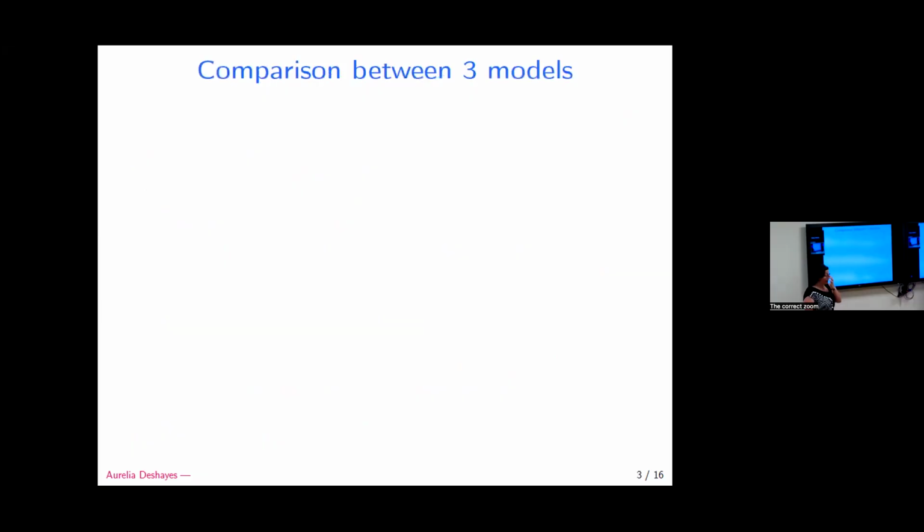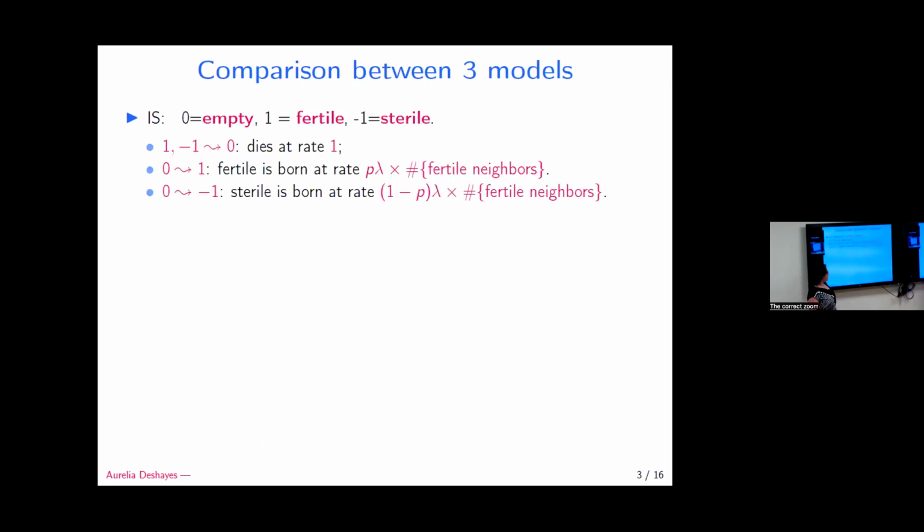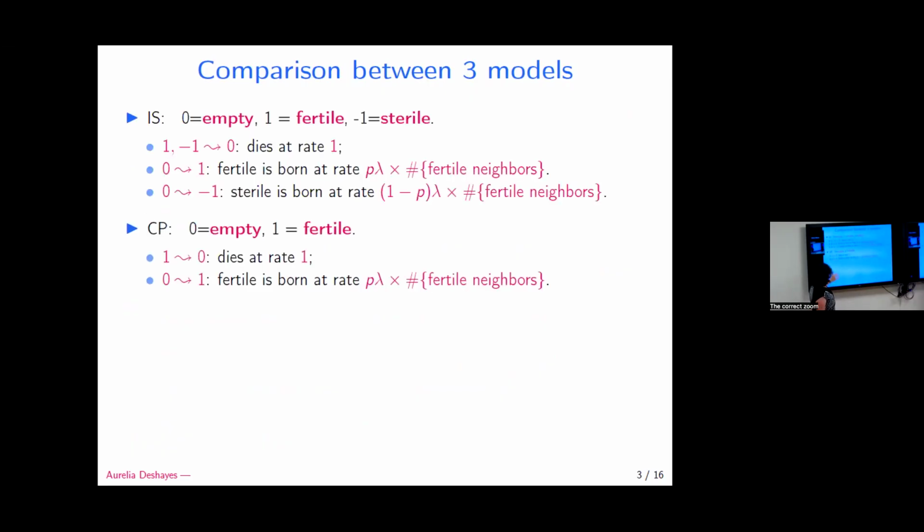So the idea of Sonia Velasco is to compare this model with two other models that are better understood. So I recall here the previous model. Here I define the contact process. So 0 is empty, 1 is fertile. It's the same, but just there is no -1. Okay? So it's exactly the same.